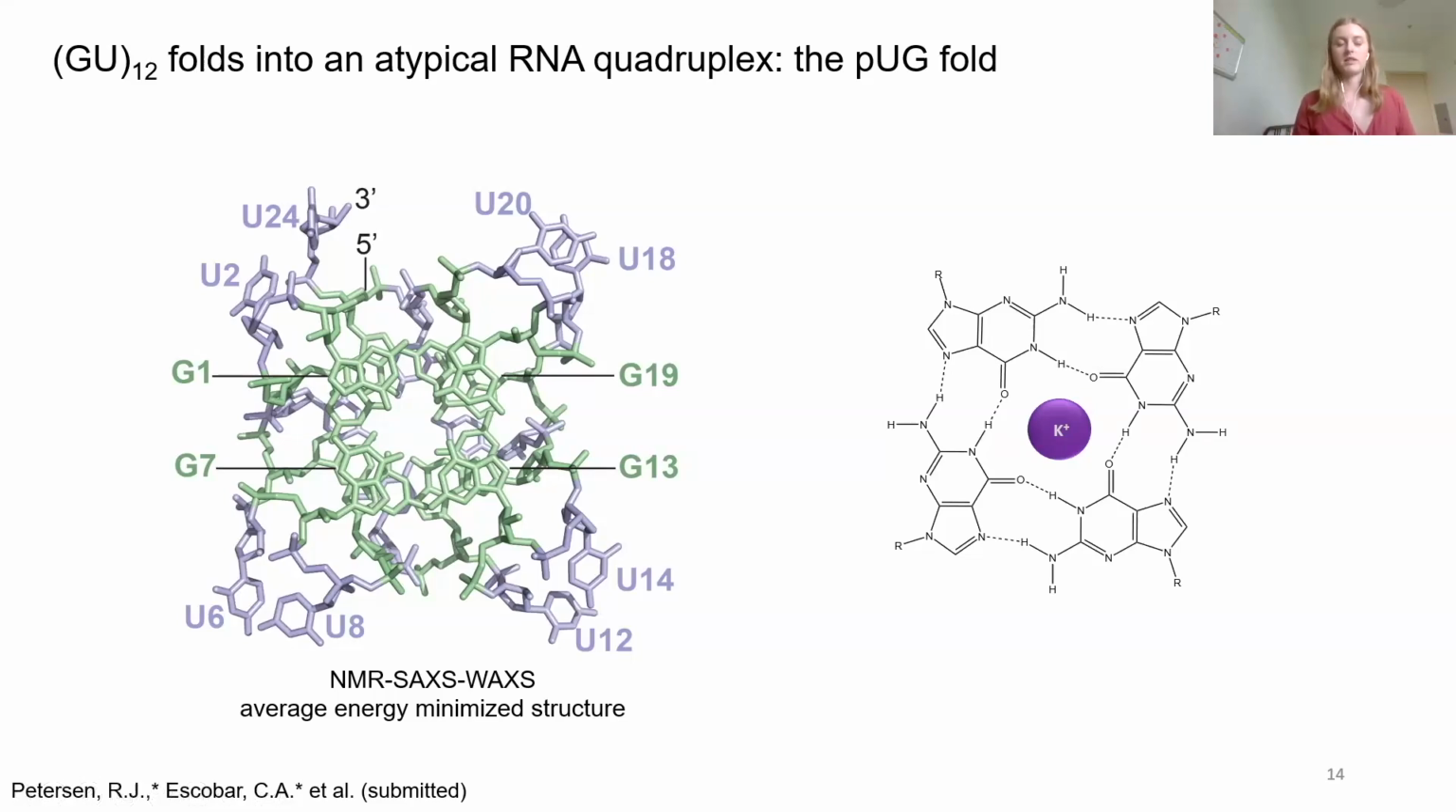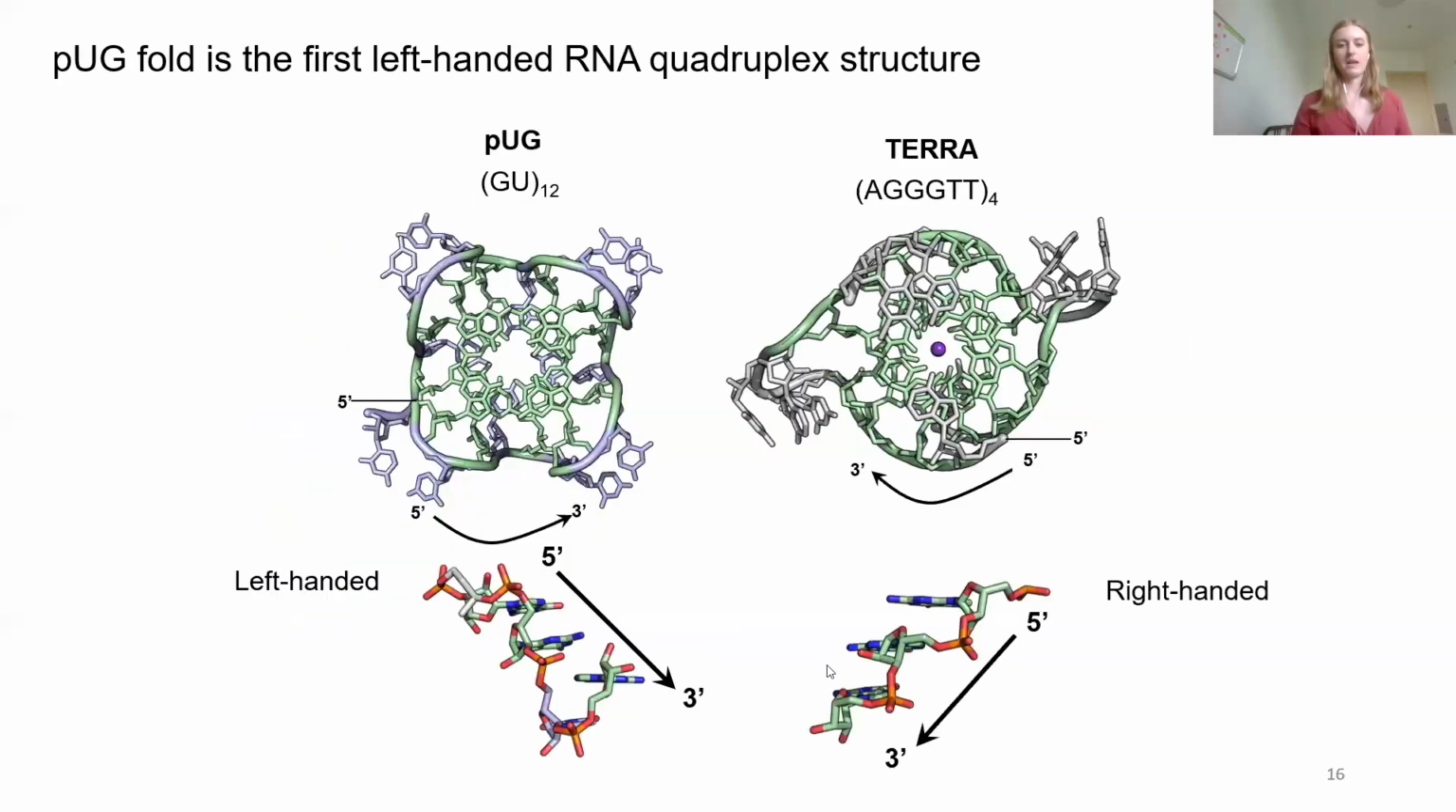And this quadruplex we're calling an atypical RNA quadruplex, and we're naming it the PugFold. And what makes it atypical? There's a couple major properties. Here I'm showing you Terra, which is a very well-studied example of an RNA quadruplex. It follows that typical G-tracked, G-rich sequence motif that is typically seen in RNA quadruplexes. But obviously, the PugFold does not. There's no G repeats at all within the sequence. And this actually makes it the first ever example of a quadruplex with no G repeats in a sequence whatsoever.